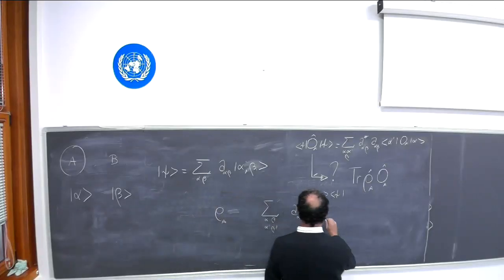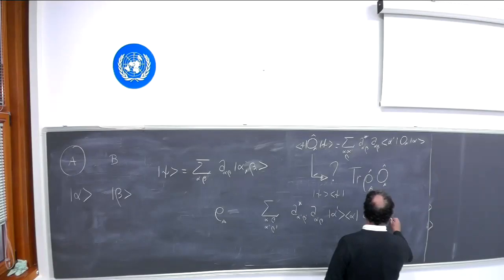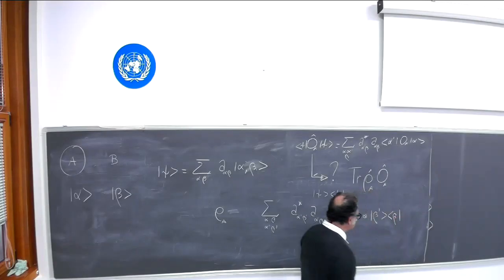So first I write side to side, which is this one, alpha prime alpha beta prime beta, okay?